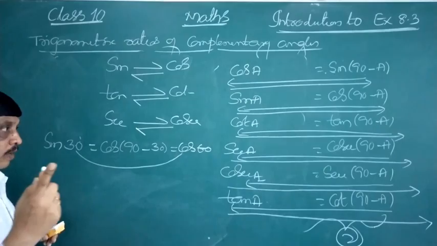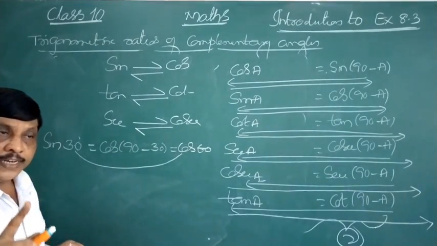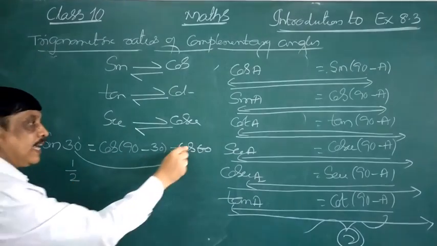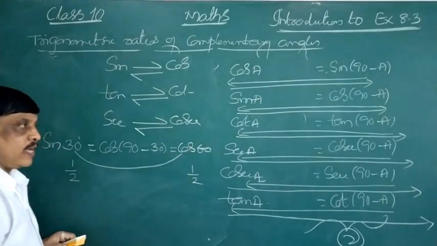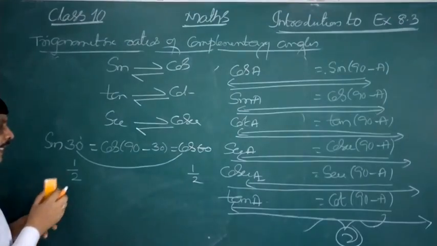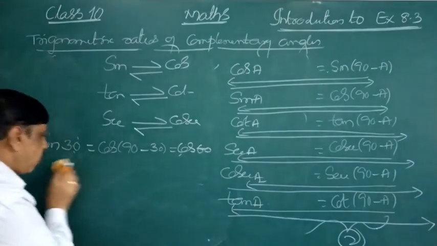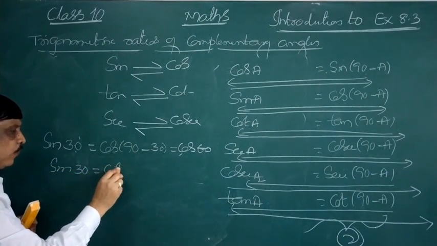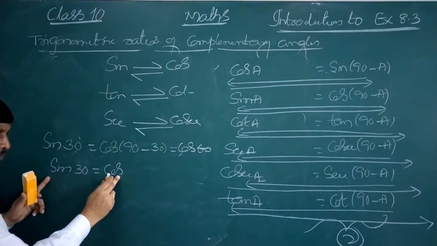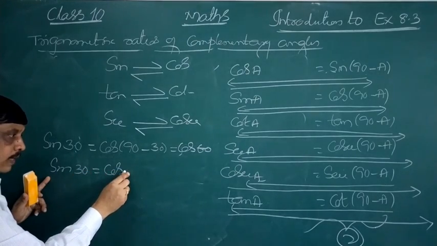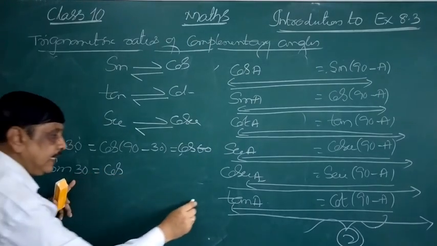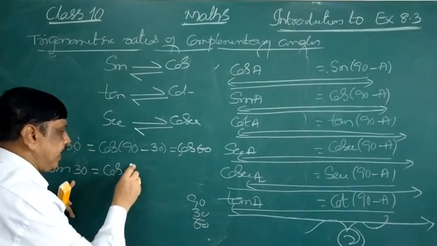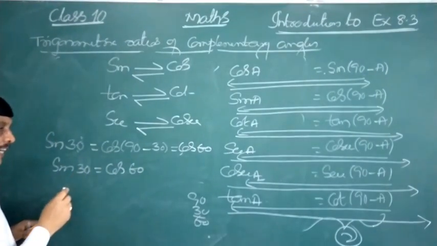Just to recall the formulas I studied, trigonometric ratios of particular angles: sin 30 value is half, and cos 60 is also equal to half. Okay. So here it is better to write directly. Sin 30 can be written as, first you write the ratio cos. Next, you subtract 30 from 90, you get 60. So that is equal to cos 60. You can write directly like that.